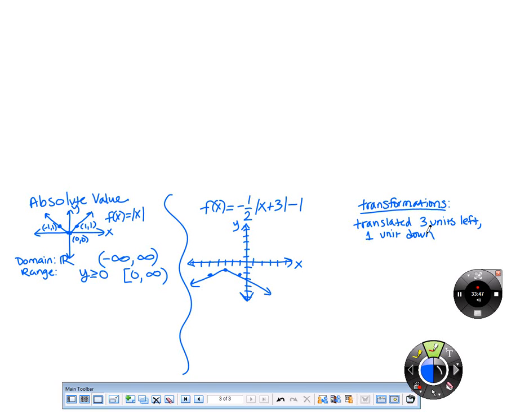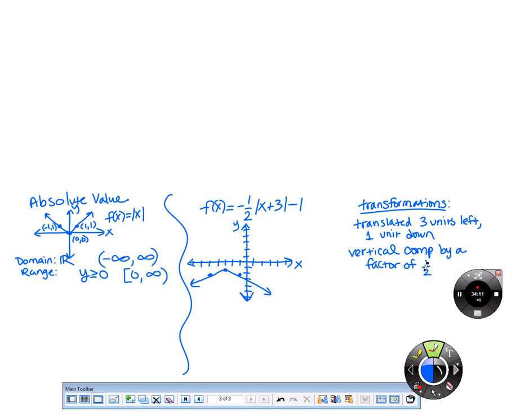Compression. Do you guys agree with him? Yeah, because vertical is kind of like what you see is what you get. So there's a vertical compression by a factor of 1/2. All right, is there anything we haven't listed?